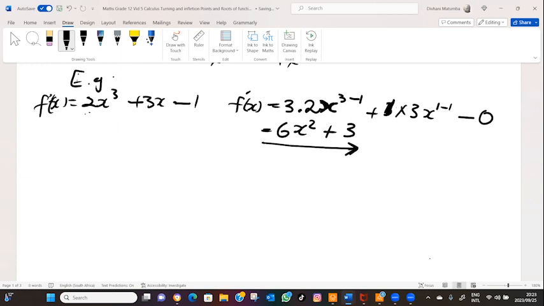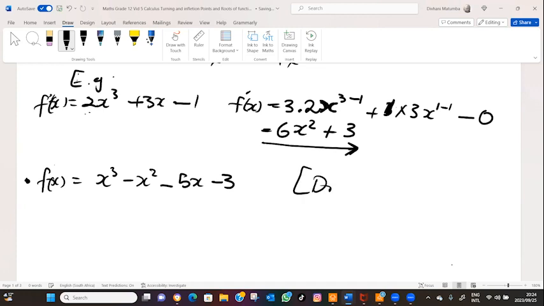Another example will be, let's say, for instance, f of x is given by x to the power of 3 minus x squared minus 5x minus 3. So we want to draw the function. All right.